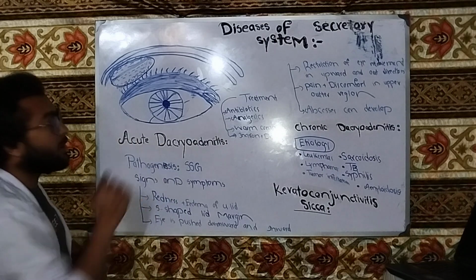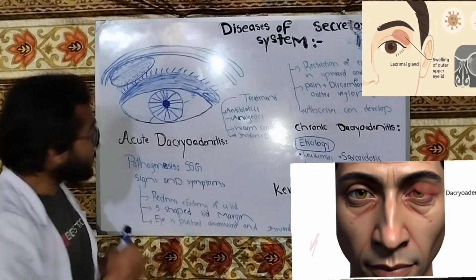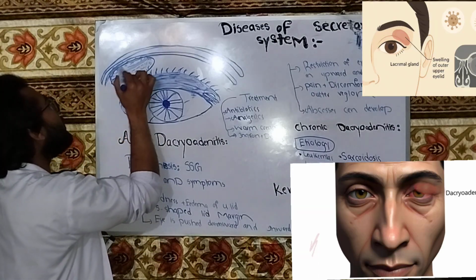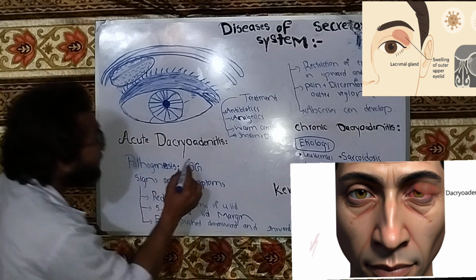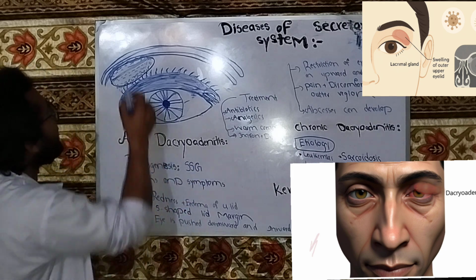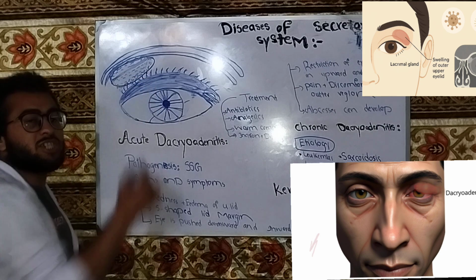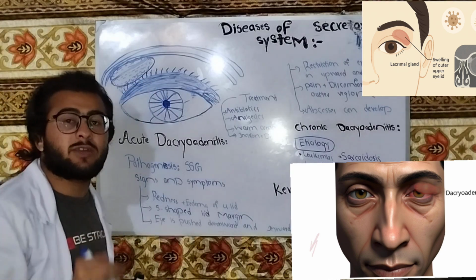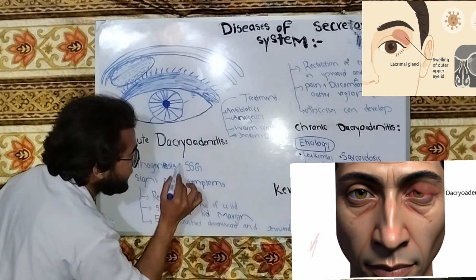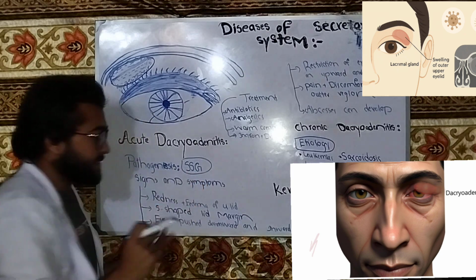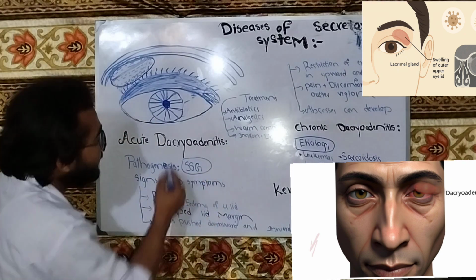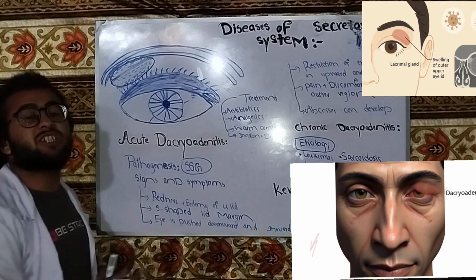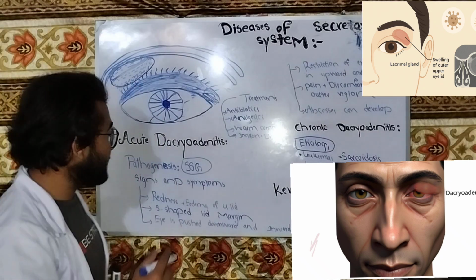So what is acute dacryoadenitis? It is basically the acute inflammation of the lacrimal gland. And the main bacteria involved in the infection and inflammation of the lacrimal gland in acute dacryoadenitis are SSG. SSG means Staphylococcus, Streptococcus and Gonococcus. These are the main bacteria involved in the infection of the lacrimal gland.